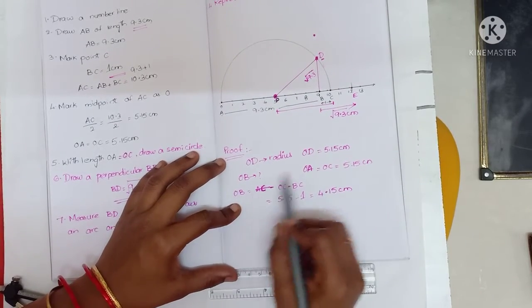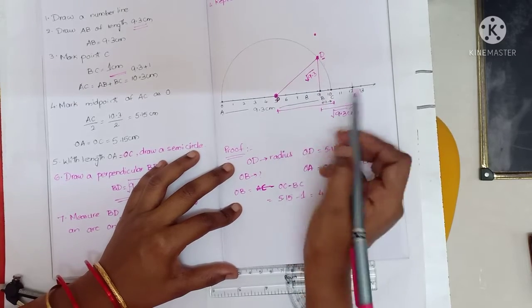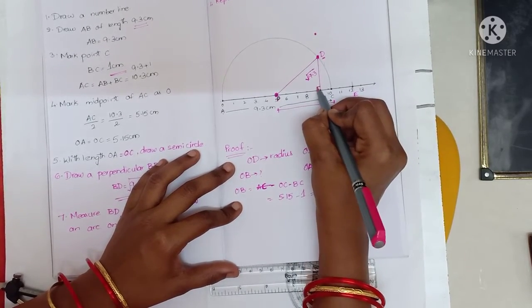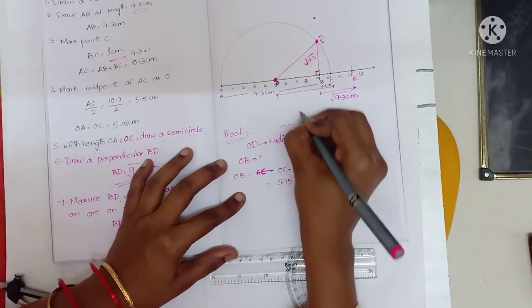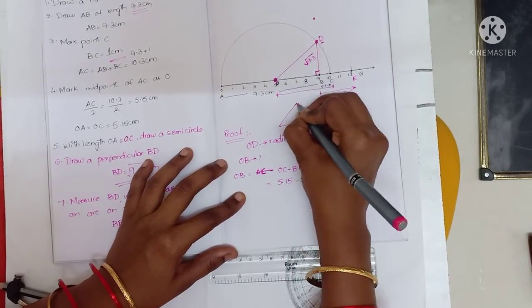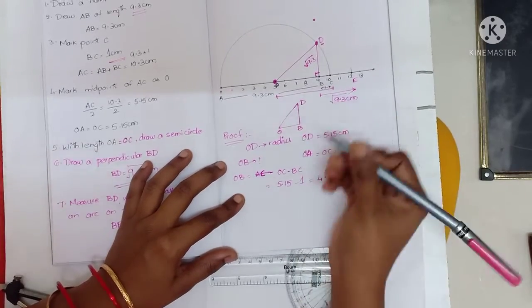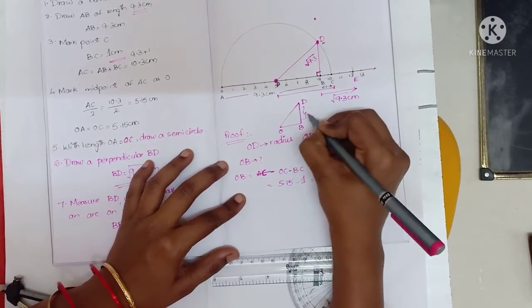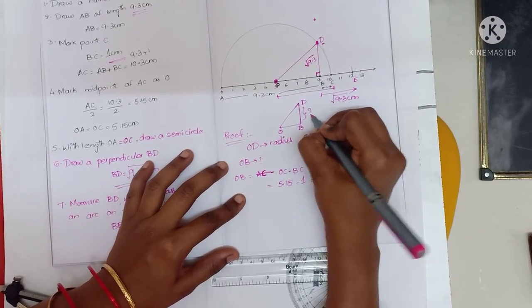Why are you finding OB and OD, children? If you see, this is a right angle triangle. At B, we drew a perpendicular. So this became a right angle triangle, children. Right angle triangle OBD. Now we are proving that BD is of length root 9.3. We are finding this BD.